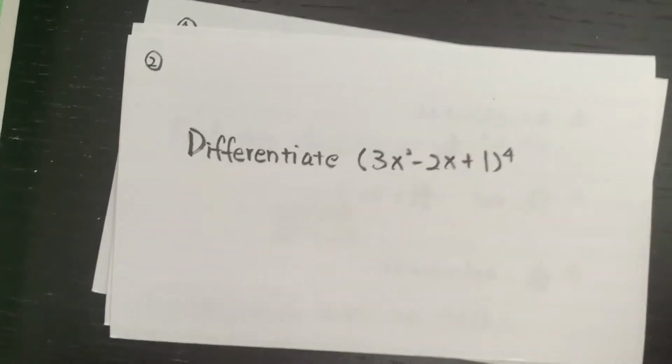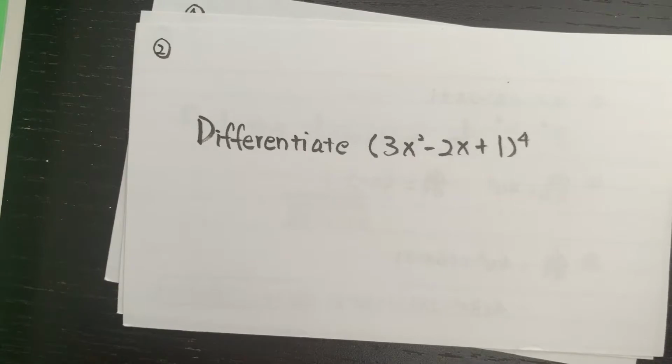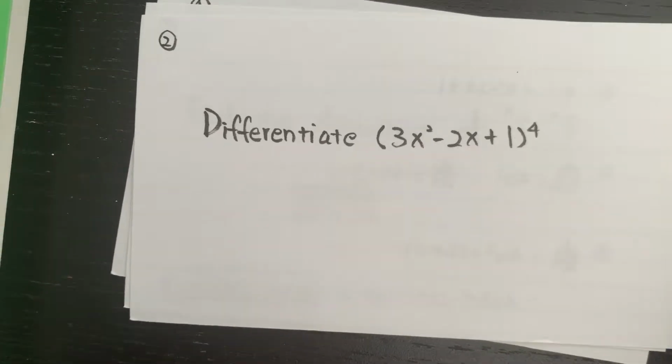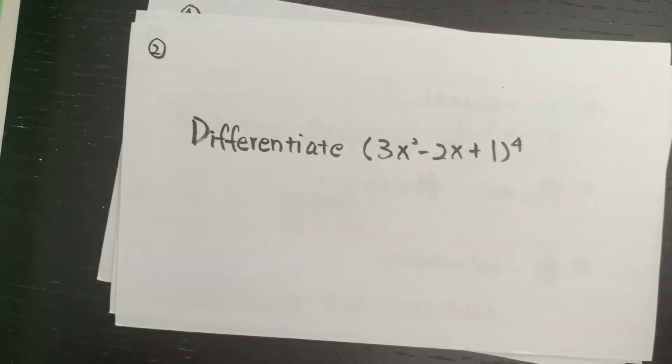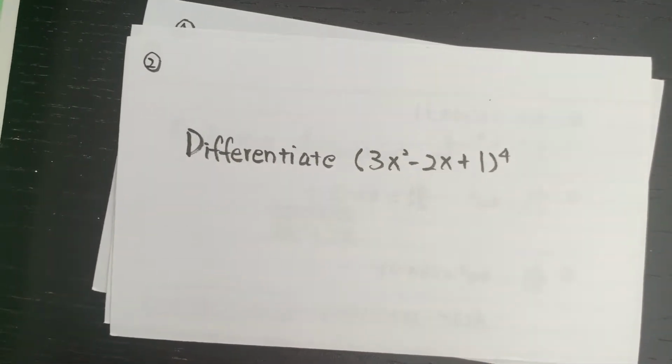And here we have the second one. Differentiate (3x squared minus 2x plus 1) in total to the power of 4. Again, use the chain rule and see how it goes. Pause the video and try it out.